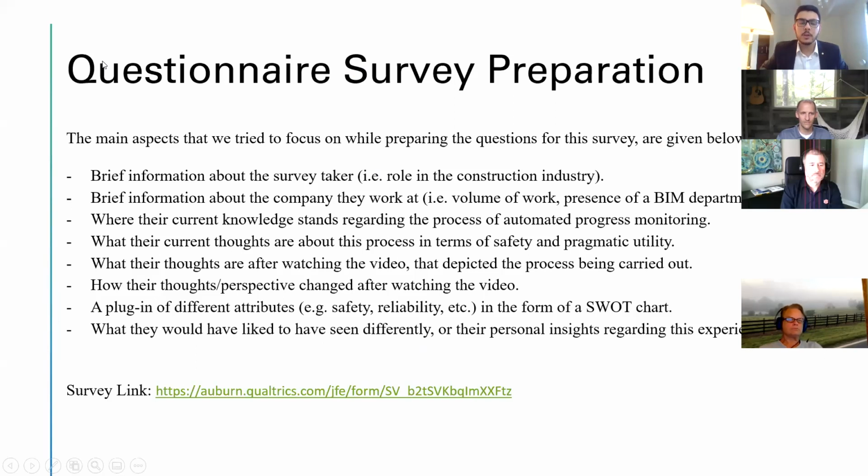So the main aspects that we tried to focus on while preparing the questions for the survey were, number one, brief information about the survey taker. What is his role in the construction industry? What does that person do? Brief information about the company they work at. What is the volume of work that the company does? Whether or not they have a BIM department at the company.